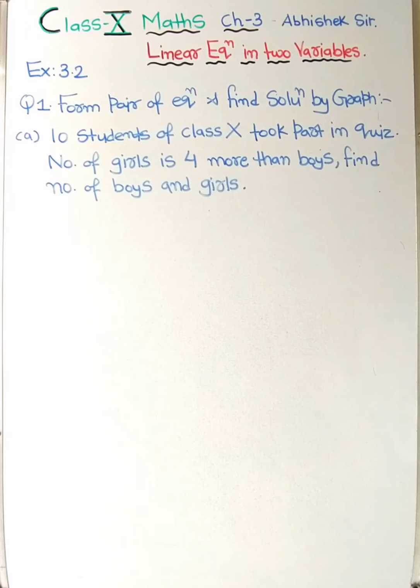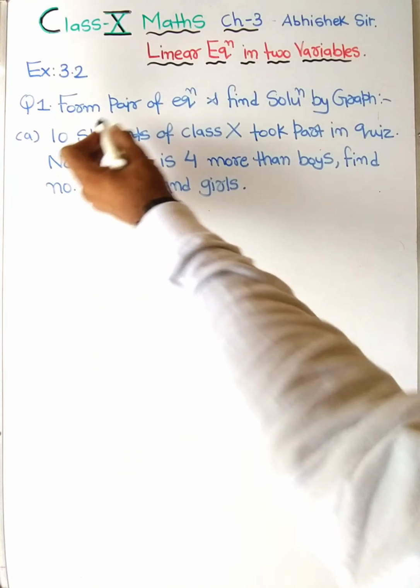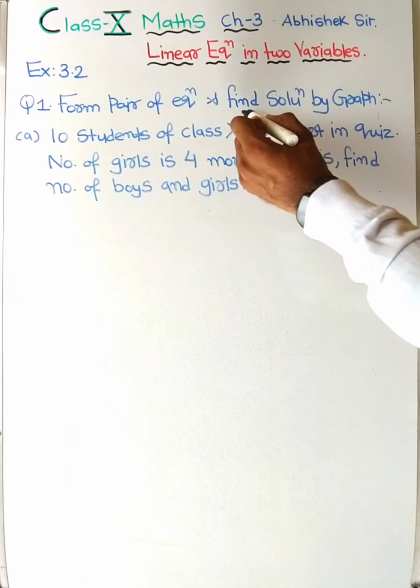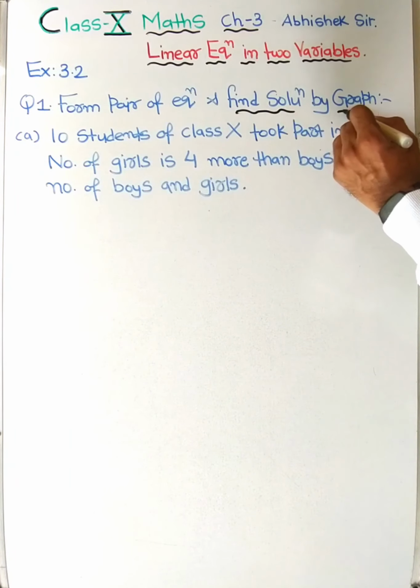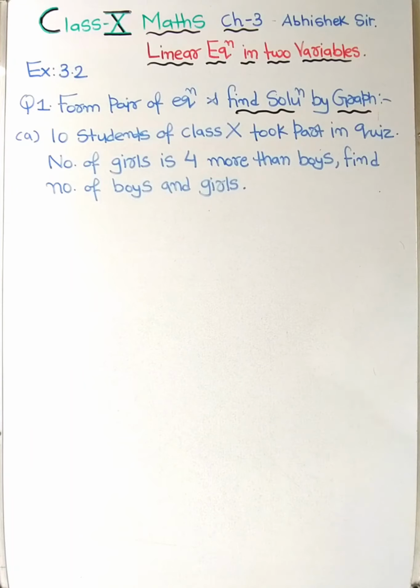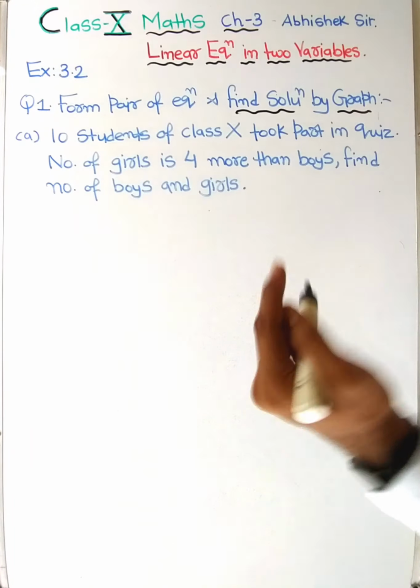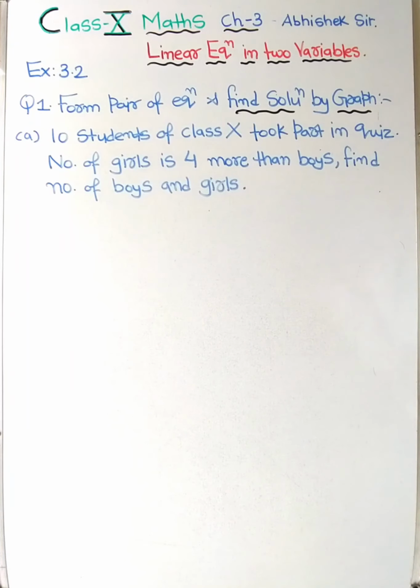Now in the first question we have to form a pair of equations and find the solution by graph. So we have to make the equations and then draw the graph, and wherever the lines which are formed intersect, that intersecting point will be called the solution. Okay, so let us start with making the pair of equations.